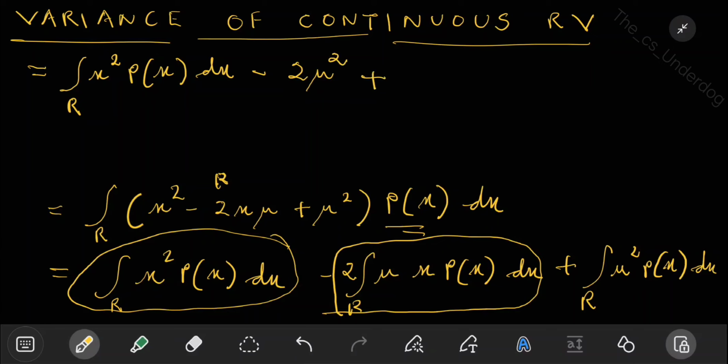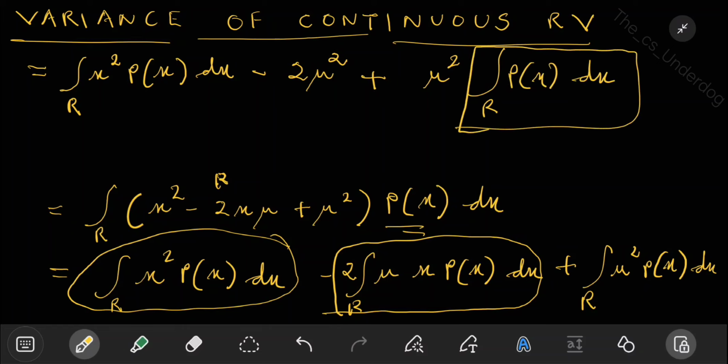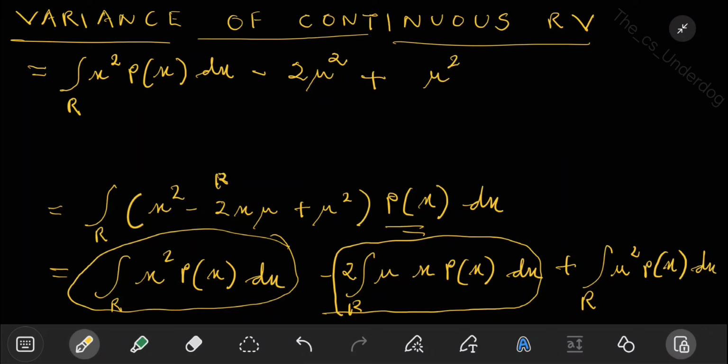And next, the last term, what is it? The integral of mu square into p of x dx. If I take mu square outside, it will become the integral over the range R of p of x dx. What is the integral of p of x dx? If it is a probability and you integrate over the whole range, the probability should be 1. Over different ranges it will have different probabilities, but if you add up all those, if you integrate, it should be 100% possible, which means the probability should be 1. So this term will totally come down to 1, so I can remove this, and this will become mu square.